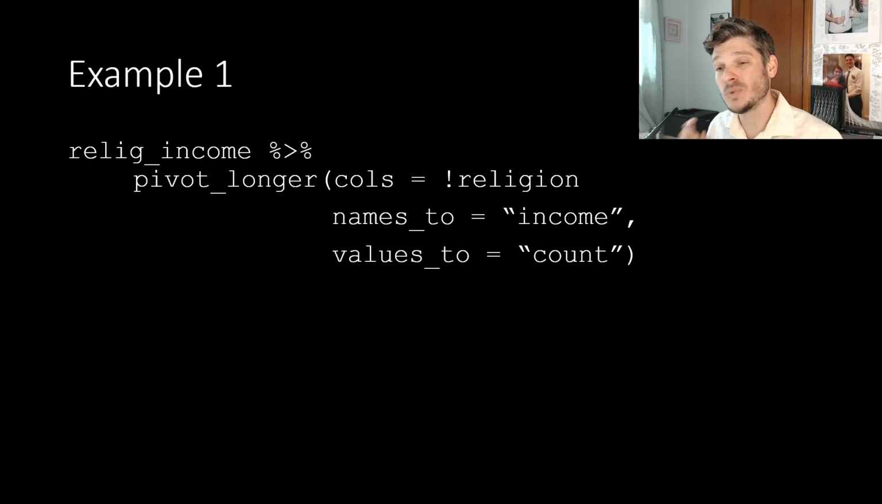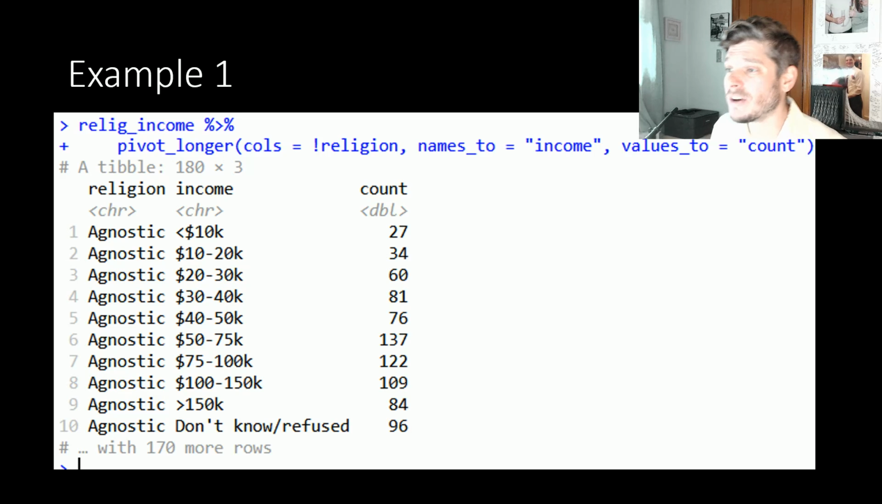My values will be the count. That's what it was counting. How many people were Buddhist and made between 20 and 30,000? It was that number, that count. So I'm going to name my third variable count. When I run my code now, and I separate each of my arguments with a comma, I keep the religion column, and now income, see now how we have a bunch of different observations.